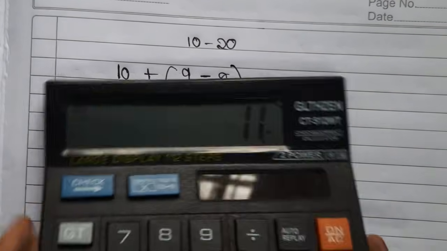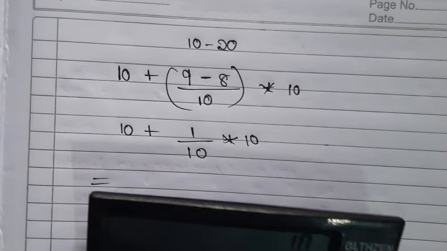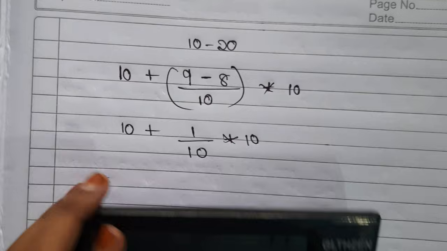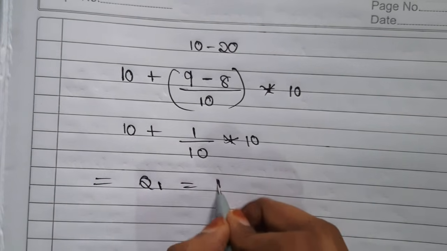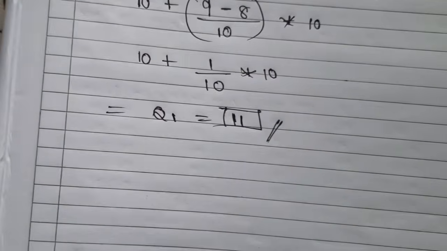It is 11. You can see on the screen. It is 11. What you have to do? 10 plus 1 by 10 into 10. It is 11. So our Q1 is 11. Okay, we found Q3, we found Q1.